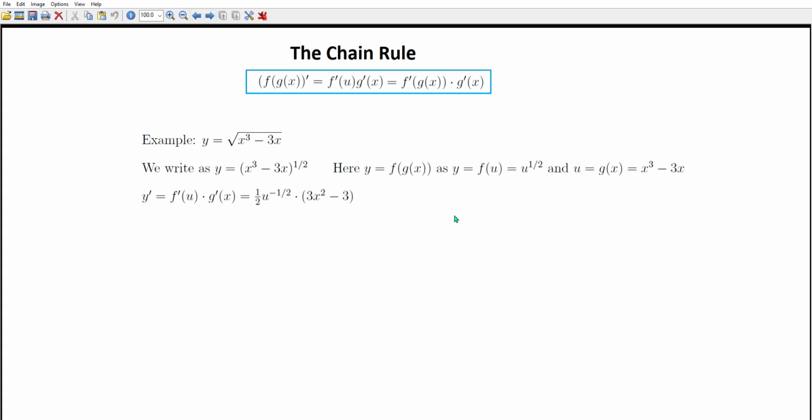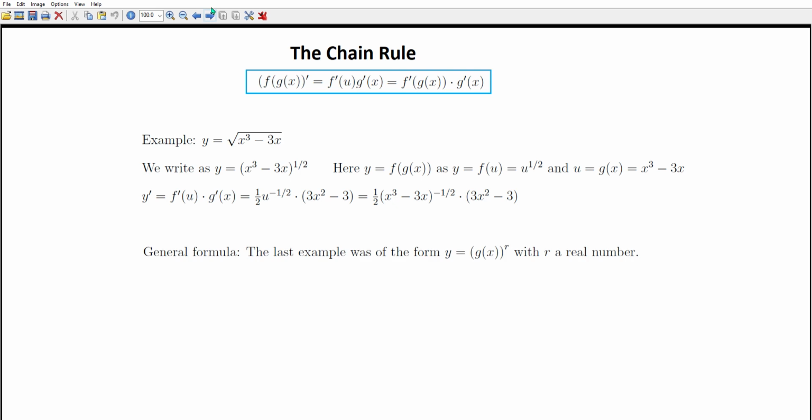And the derivative of u to the 1/2 is 1/2 u to the minus 1/2. The derivative of g of x is 3x squared minus 3. And now finally remember that u is x cubed minus 3x. And this gives us our expression for y prime. Derivative of outside function evaluated at inside function times derivative of inside function.